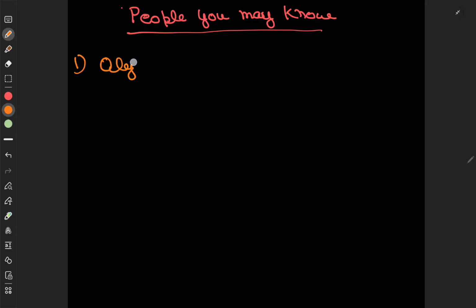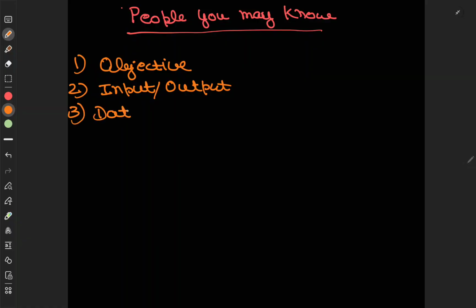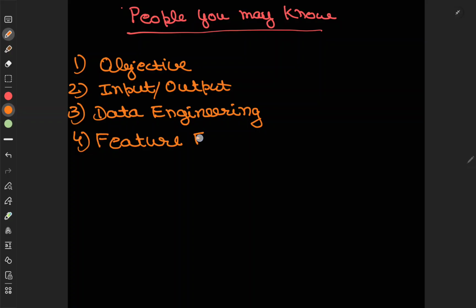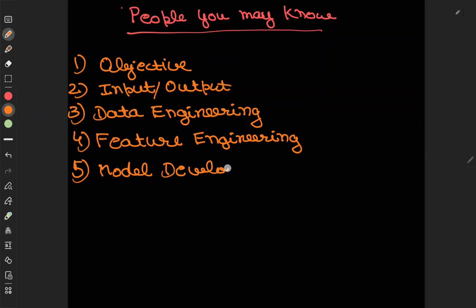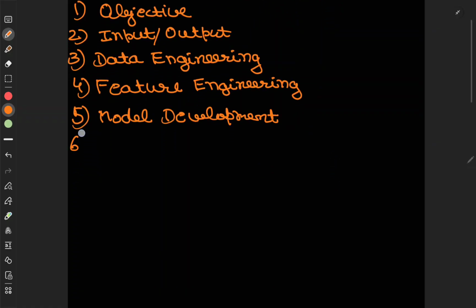Initially, I'm going to cover the objective, that is what exactly this problem is. Second is the input and output of the system. Third would be the data engineering part, where I'm going to tell you what data we have, and fourth would be the feature engineering part, where how to convert that data into features so that these features can be used for your model. Fifth would be the model development part, where I'm going to tell you what kind of models we can use to solve such a problem.